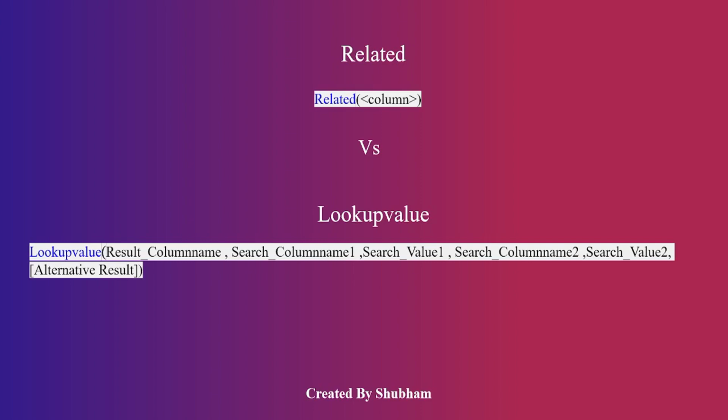Under the RELATED function, we have only a column name, and that function we have already discussed in the previous class. But in LOOKUPVALUE, you can see we have multiple parameters: result column name, search column name 1, search value 1, in a similar way search column name 2, search value 2, and alternative result. So now, let's jump into the Power BI Desktop screen, and firstly we will see the practical, and after that we will compare both the formulas.